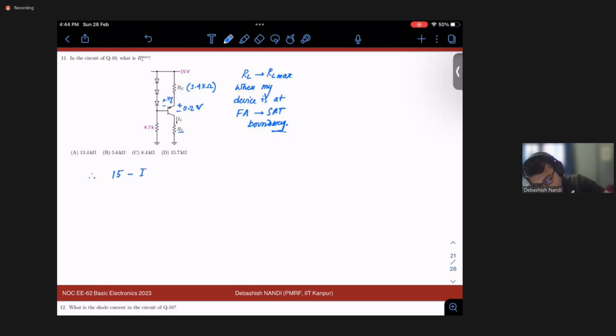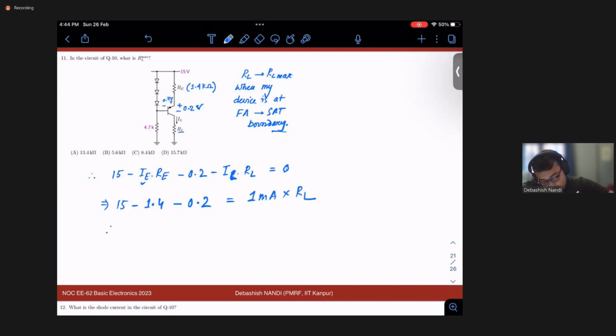So your 15 minus, KVL at the outer loop: 15 minus IE RE minus 0.2 minus IE RL equal to 0. IE was 1 milliampere earlier. So 1 milliampere, sorry, IL and IE are the same. So you have 1 milliampere and 1.4. So this becomes 1.4 minus 0.2 equal to 1 milliampere into RL.